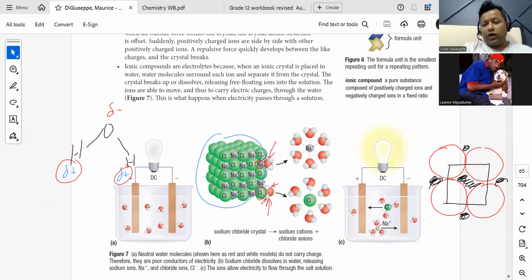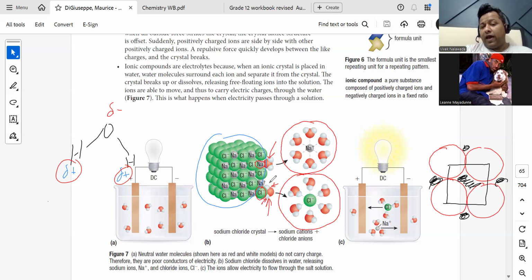So when they attack, what they try to do is remove them from the crystal. Is that clear? And what they do is they surround the cations and the anions, and they stabilize the cations and the anions. Does that make sense?